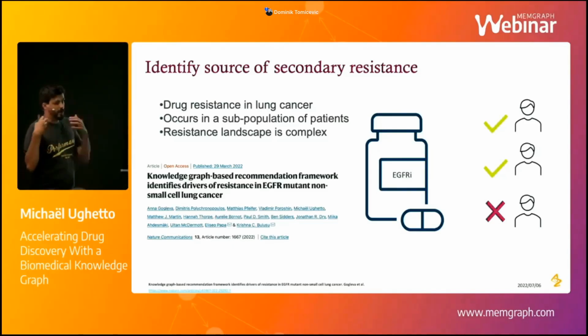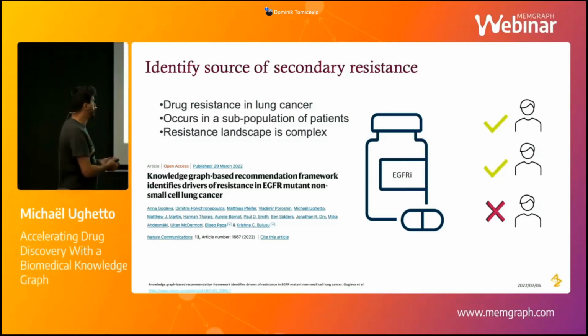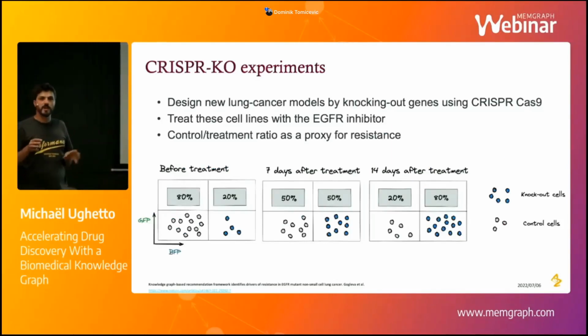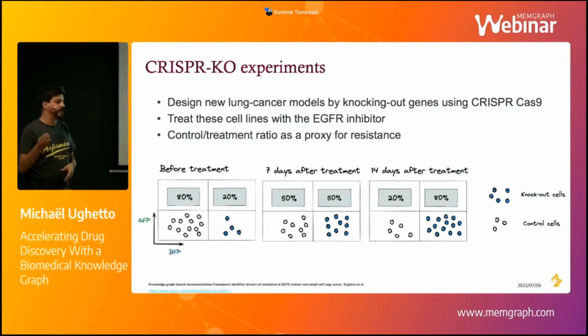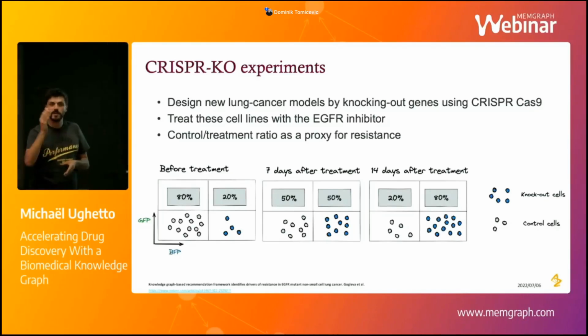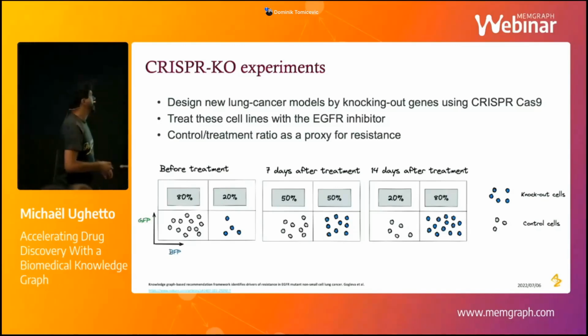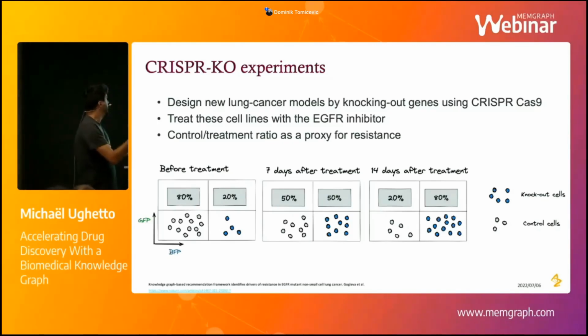The problem is that how resistance to drug is working is also very complicated. So oncologists decided to go to the lab and to design new cells. They are taking model cells and knocking them out one by one with CRISPR, which is a way to edit the genome, the genes. And they are either knocking them out or forcing them to be expressed. And then they treat this cell with a drug.